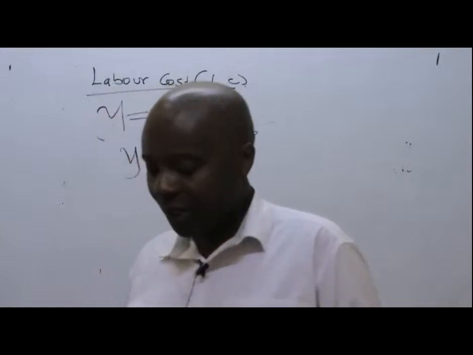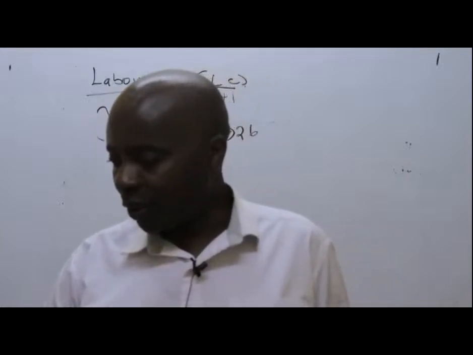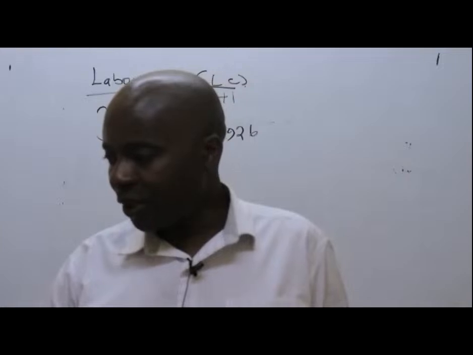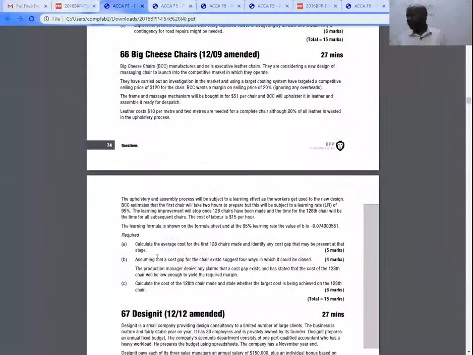Great. Now, please read the question. What do they want us to do in part 1? In part 1, they want us to calculate the average cost for the first 128 shares. So give me the labor cost of the first 128 shares. Y for the first 128 will be 30, 128 is the quantity, raised to 0.926. So we say 30 times 128 raised to that parameter.